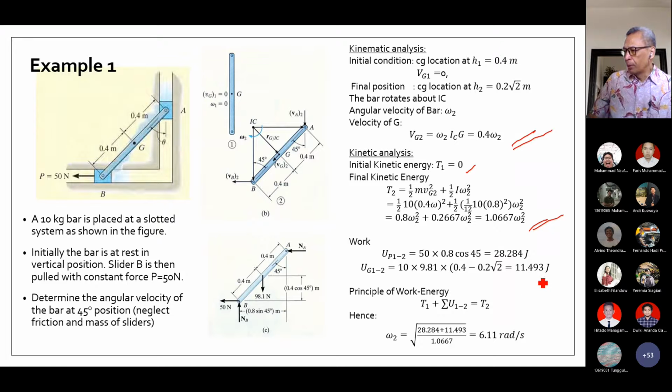So you can calculate the work done by the weight, and then just use the principle of work-energy to obtain the omega, the angular velocity of the bar when it reaches the angle of 45 degrees. It's about 6 radian per second.